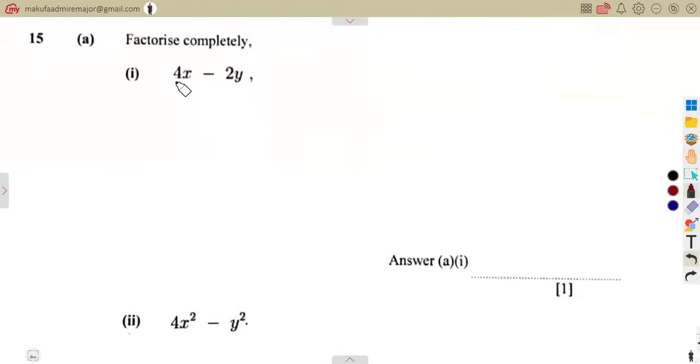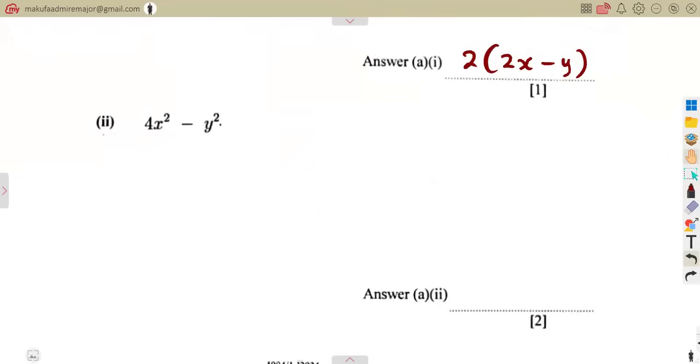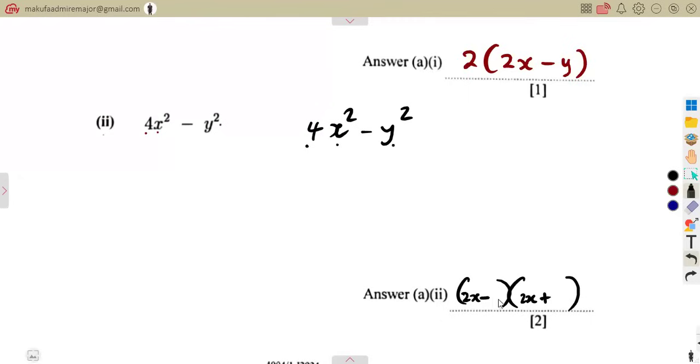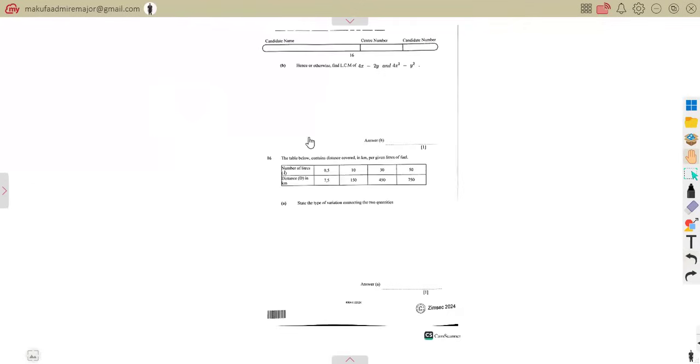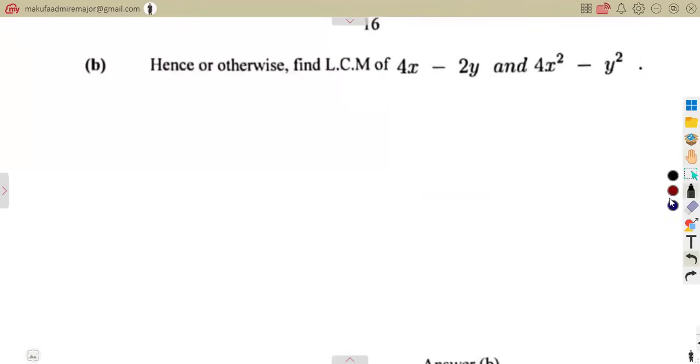Factorize completely. This is just direct: 4x minus 2y, 2 is common here. So divide by 2: 4 by 2 is 2x, and 2 by 2 is 1y. Then the other part, a difference of two squares, 4x squared minus y squared. 4 is a perfect square. So you have two brackets, the square root, that is 2x, then one is going to subtract, one is going to add the square root of the other part, which is the square root of y squared, which is y. So you have 2x minus y into 2x plus y, or 2x plus y into 2x minus y.